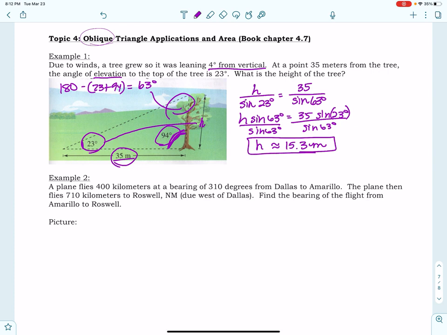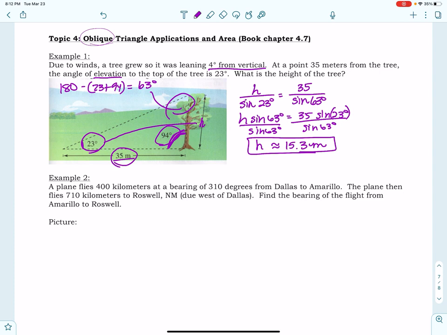Groovy. All right, this video is really short, so I'm going to go ahead and look at my next example, which is also an application problem for an oblique triangle, but this one's a little trickier because I don't give you the picture. Sometimes drawing the picture is actually more challenging than doing the work. So let's spend some time on this.